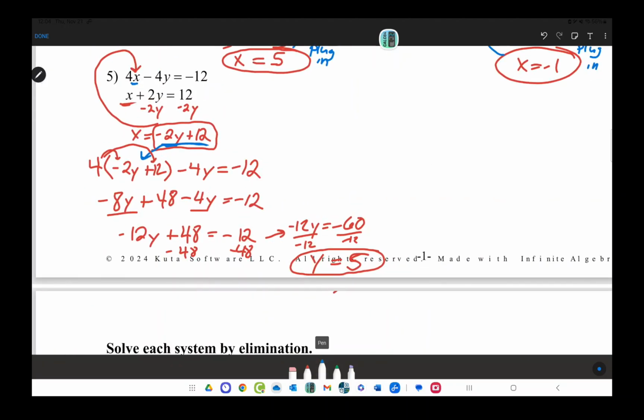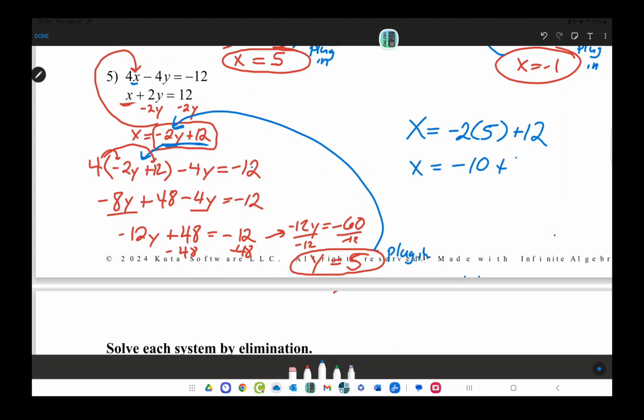So again, when we plug this in, we always plug it into what we used for substitution. So x equals negative 2 times 5 instead of negative 2y. Negative 2 times 5 plus 12. Negative 10 plus 12, that is 2. So my final answer is 2, 5.